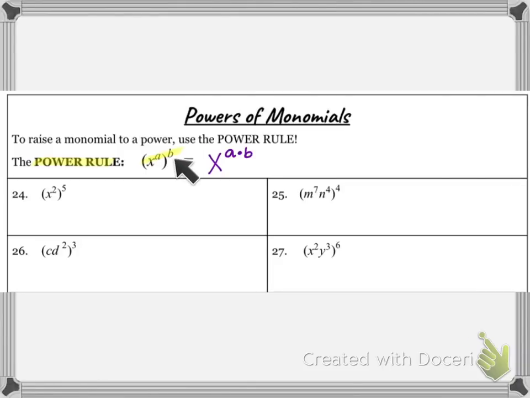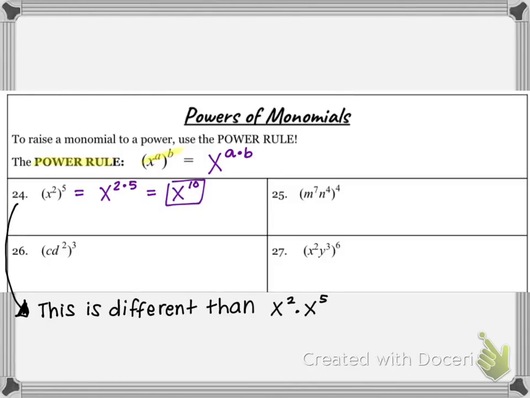Whenever we see something that looks like this, see all these examples right here, when it's raised to another power on the outside, we're going to multiply these two numbers, whatever those numbers are. So a times b. We're going to keep the x the same. So you see how there's x squared and then raised to the 5th? We're going to say 2 times 5, which is x to the 10th.